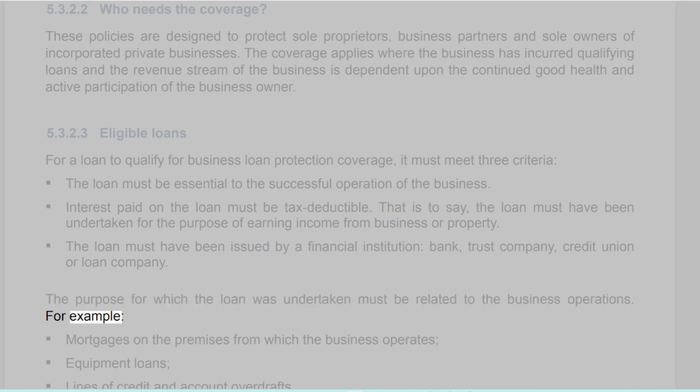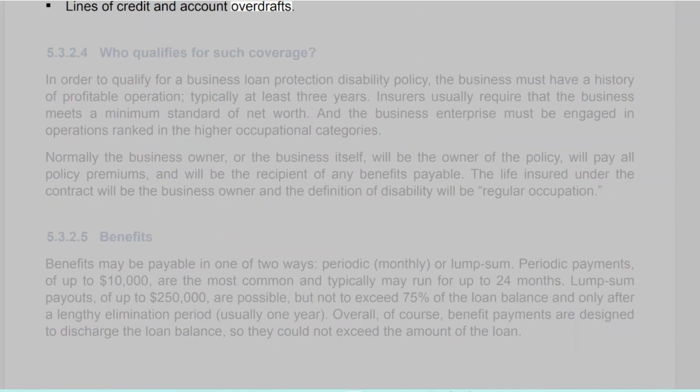For example, mortgages on the premises from which the business operates, equipment loans, lines of credit and account overdrafts.